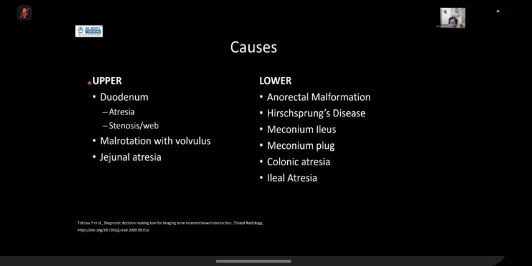Hour-wise pattern. Hang on. Okay, so that's the slide on causes.